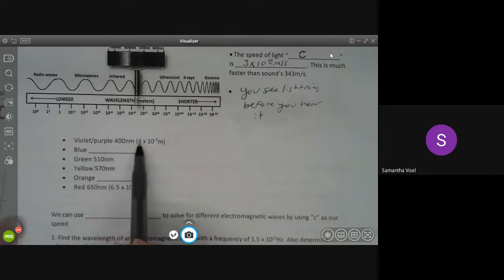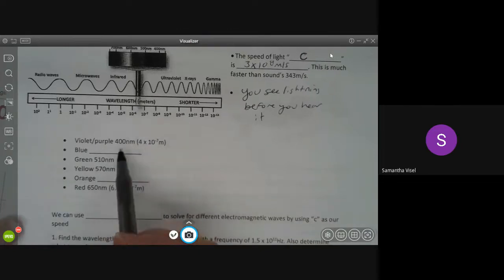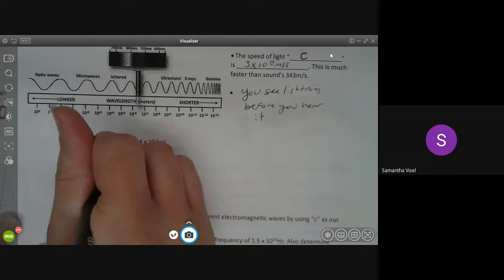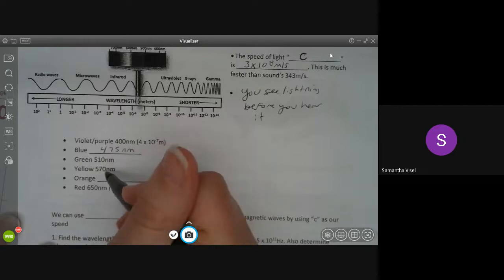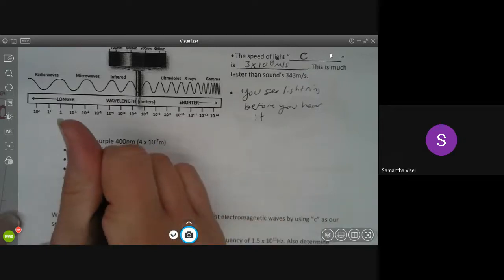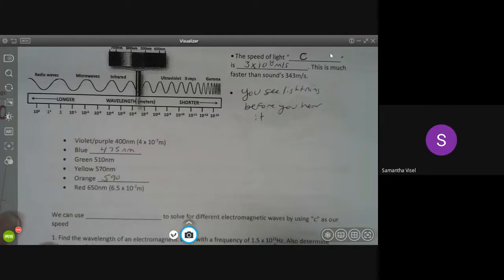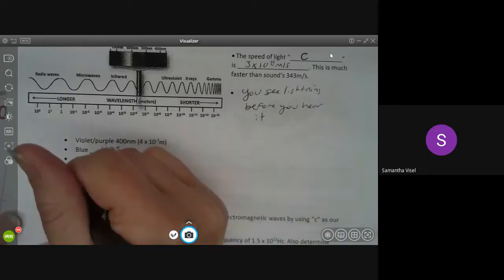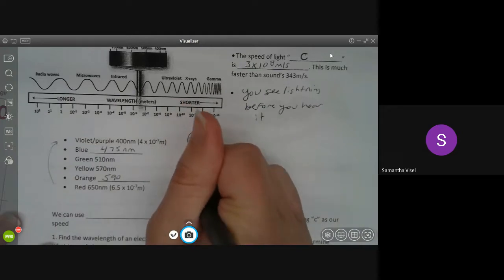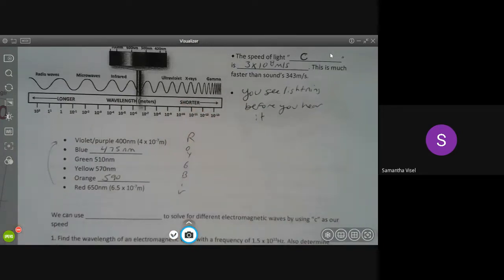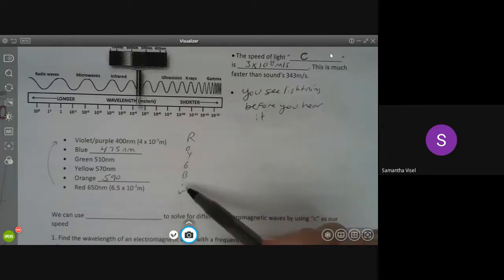So violet purple is 400 nanometers. Blue is at 475 nanometers. Green 510, yellow about 570, orange around 590, and red 650. A nice way to remember the order, and probably in reality I should have had the order of this flip-flopped, it's good old Roy G. Biv. You may have been taught that to remember the colors of the rainbow. Red, orange, yellow, green, blue, indigo, so kind of blue purple, and then violet.